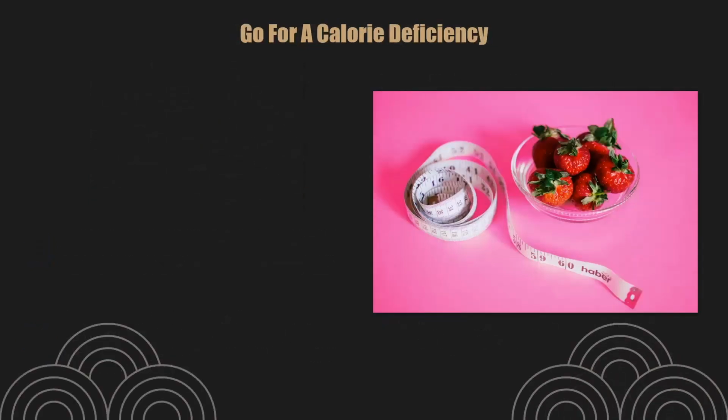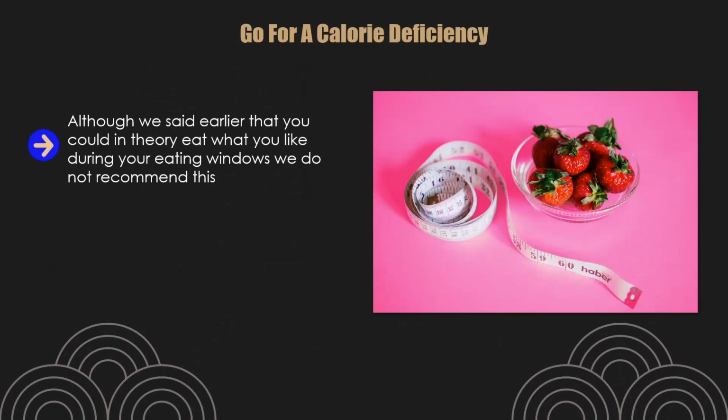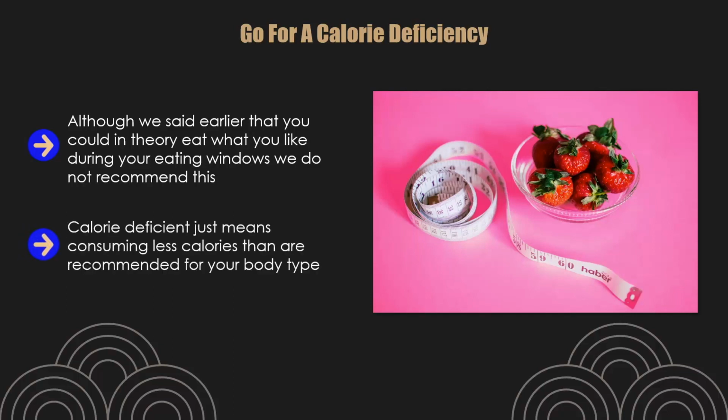Go for a calorie deficiency. Although we said earlier that you could, in theory, eat what you like during your eating windows, we do not recommend this. You will be a lot more likely to achieve the weight loss results that you desire with a combination of intermittent fasting and a calorie-deficient diet. Calorie deficient just means consuming less calories than are recommended for your body type. When you combine this approach with intermittent fasting, you're going to see visible results a lot faster. This is important to keep you motivated to stick with your intermittent fasting.